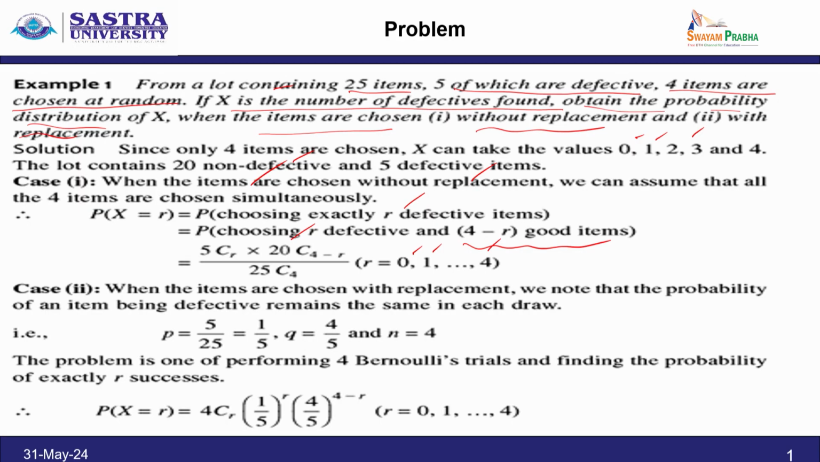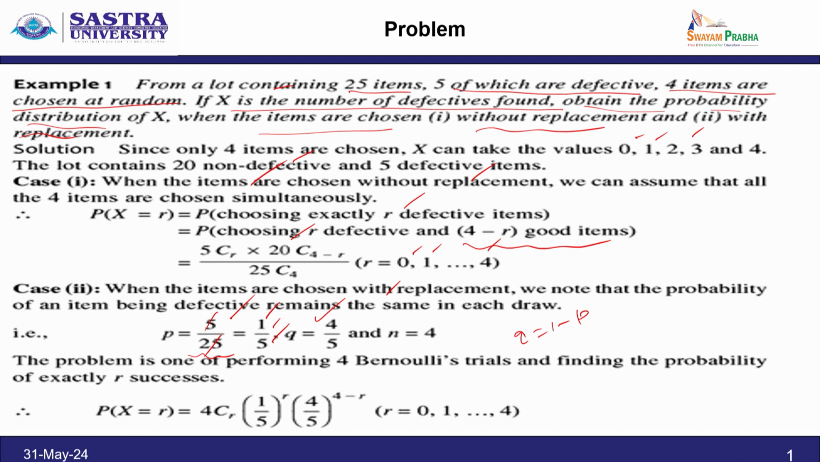So, the probability of an item being defective remains the same in each draw. Therefore, the probability is 5 by 25 equal to 1 by 5, because totally 20 non-defective, 5 defectives, total outcomes are 25 and we are going to choose the 5, therefore 5 by 25 and cancelling we have 1 by 5. Once you got the p, q equal to 1 minus p, so that 1 minus 1 by 5 equal to 4 by 5, and we have n equal to 4.